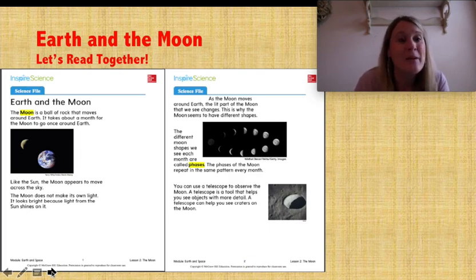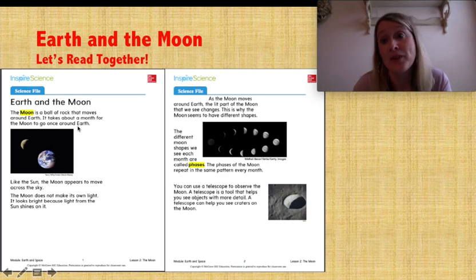So let's go over and find where the title is over here. It says Earth and the Moon. Okay, and we're gonna read this first paragraph right here. You can read it with me, okay? The moon is a ball of rock that moves around Earth. It takes about a month for the moon to go once around the Earth. And that's where they're talking about that orbit.